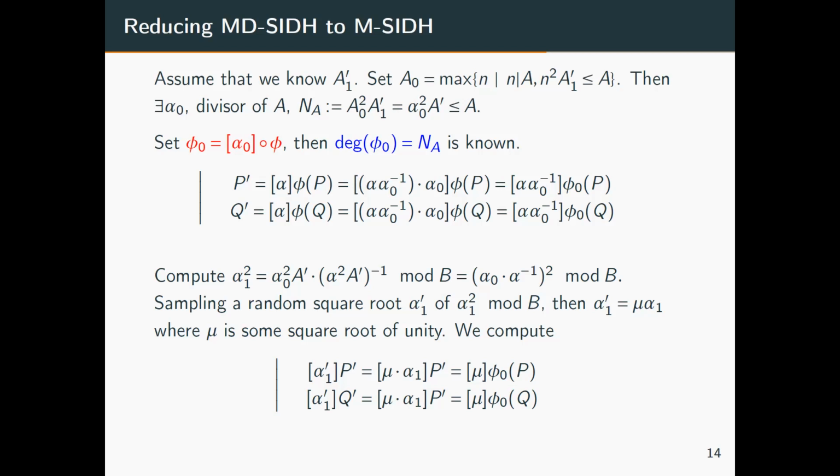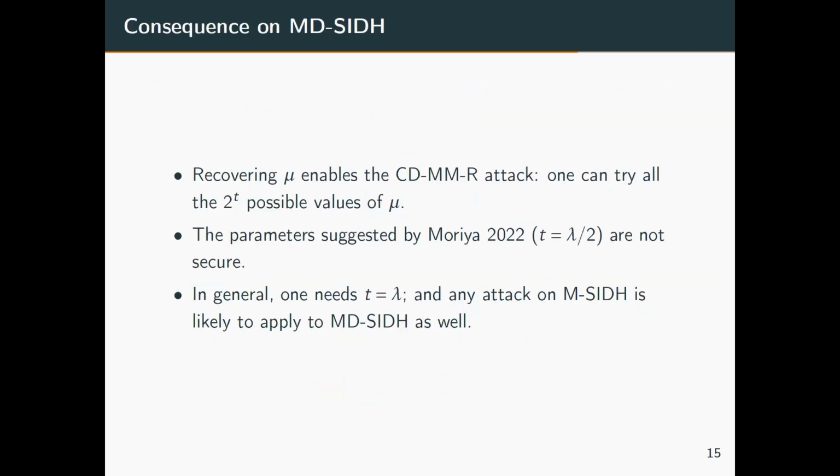So that's it. What does this imply? This implies that if you can recover mu, then you can break the thing, because then you know the exact torsion point information. Hence, you can go through all different values of mu, and going through all different values of mu, you have 2 to the t possibilities. So you have an attack in complexity 2 to the t. And in the parameters suggested, t was equal to lambda over 2. So this means that those parameters were not secure.